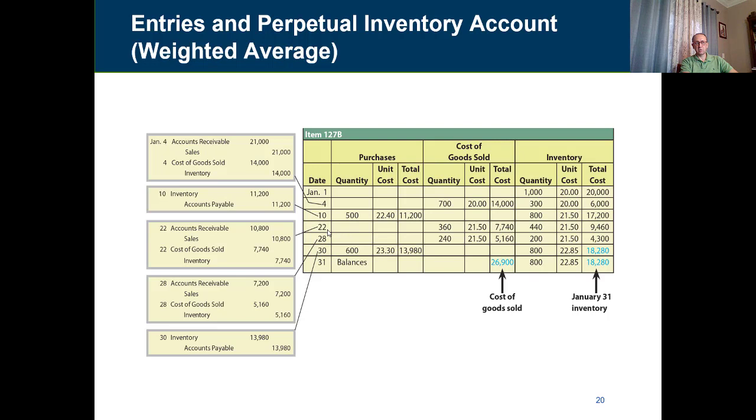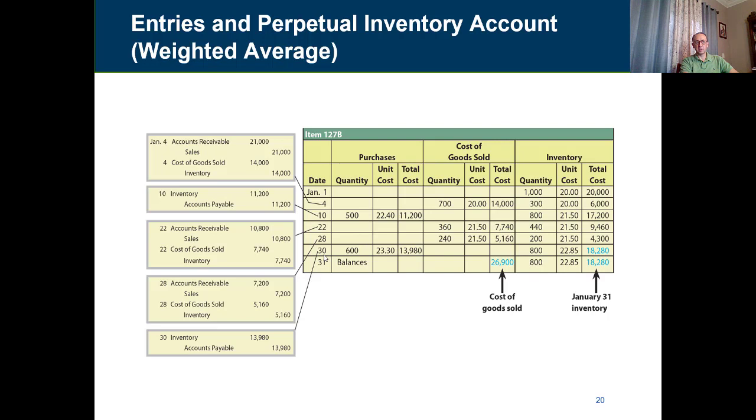Now we have two transactions that happened on the 22nd and the 28th. On the 22nd, we sold 360, so we use this average, $21.50, and that would be a total of 7,740. If we deduct the 360 from the 800, that gives us 440, multiplied by again the $21.50, and that would be 9,460. Then on the 28th, we sold another 240 units, again using the same average, $21.50, and that would be 5,160. If we deduct 240 from the 440, the remaining balance is 200. We take the 200, multiply it by the average we've been using, and that would be 4,300.